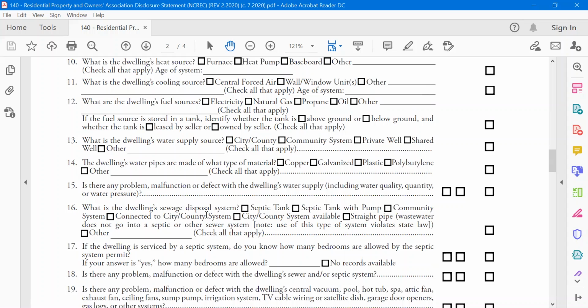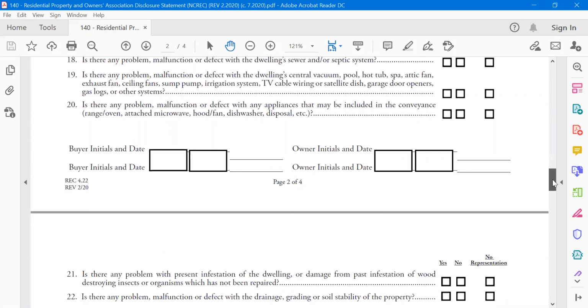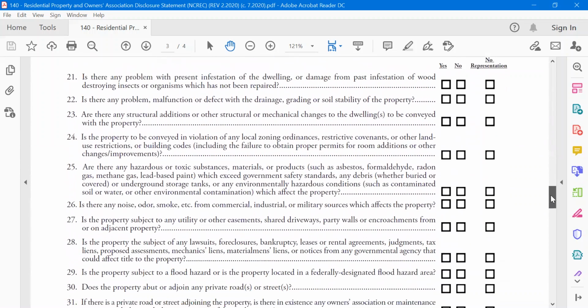Moving on to talk about the disposal system. If there's information about the septic system, if it's on a septic tank, and if it has a septic permit, these questions are all asked on here. It goes on to ask a considerable amount more questions. It even asks about any issues with past infestation of wood-destroying insects or termites that hasn't been repaired.